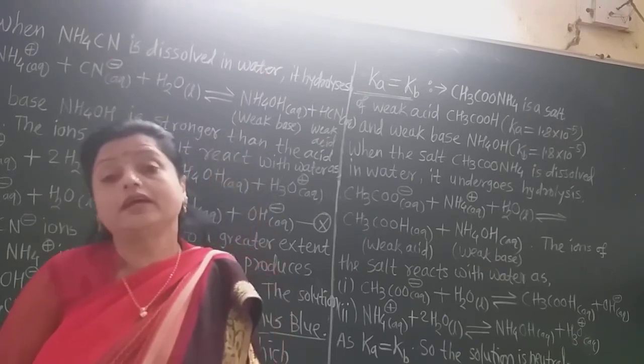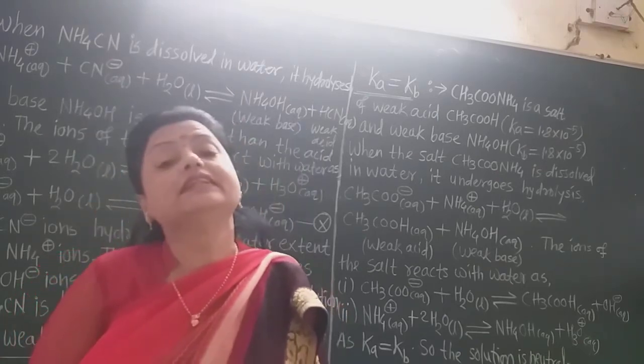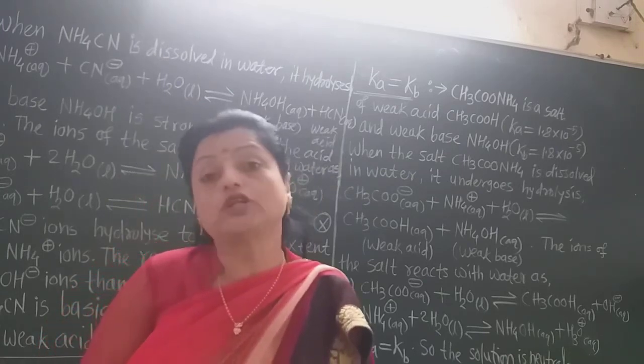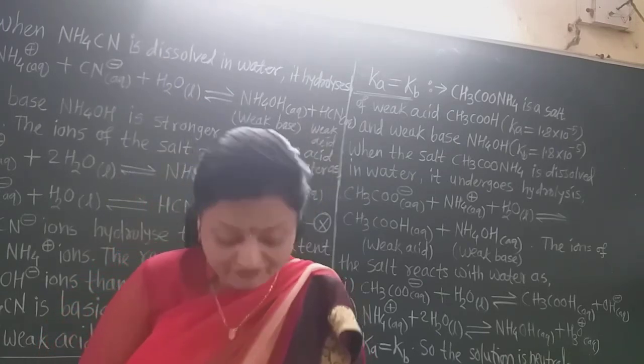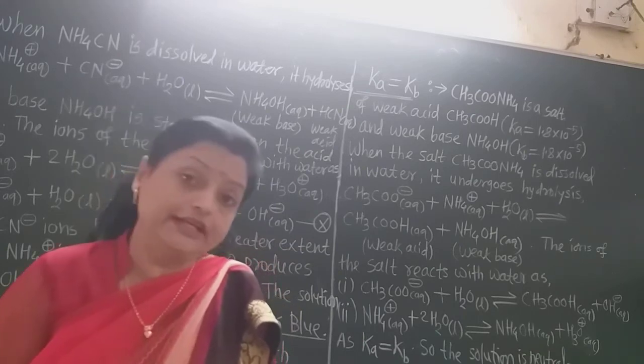So remember students, if Ka is equal to Kb, then the solution is always neutral for the salt of a weak acid and weak base. Now this is about all three types of conditions.